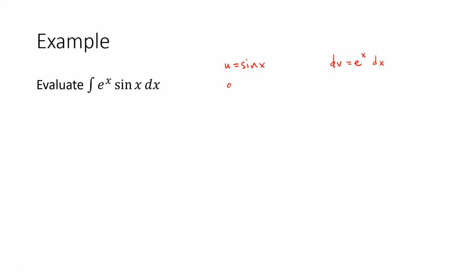Then the derivative of sine will be cosine, and the antiderivative of e to the x will be e to the x. Okay. And when I apply the parts formula here, so this was my u, no, actually the other way around, right? So I chose this to be my u, and this was my dv. So the uv minus the integral of v du will be sine x times e to the x minus the integral of e to the x times cosine x.